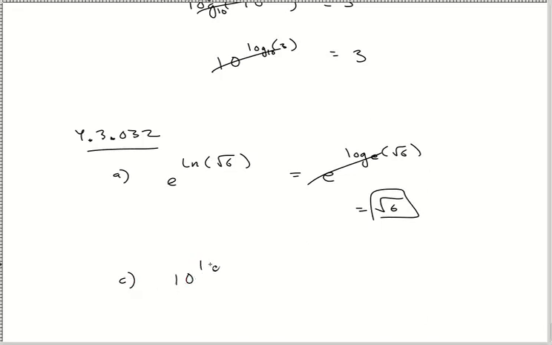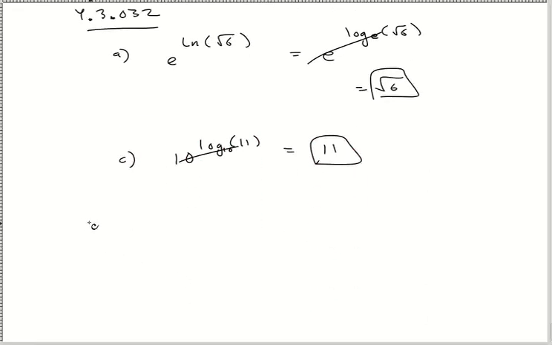I think I'm skipping ahead to part C here. I got 10 to the log of 11. Yet again, I already know if there's not a base, it's base 10. They cancel. You make the 11. So I guess I was preemptive on that. Just about one problem. Keep cruising.